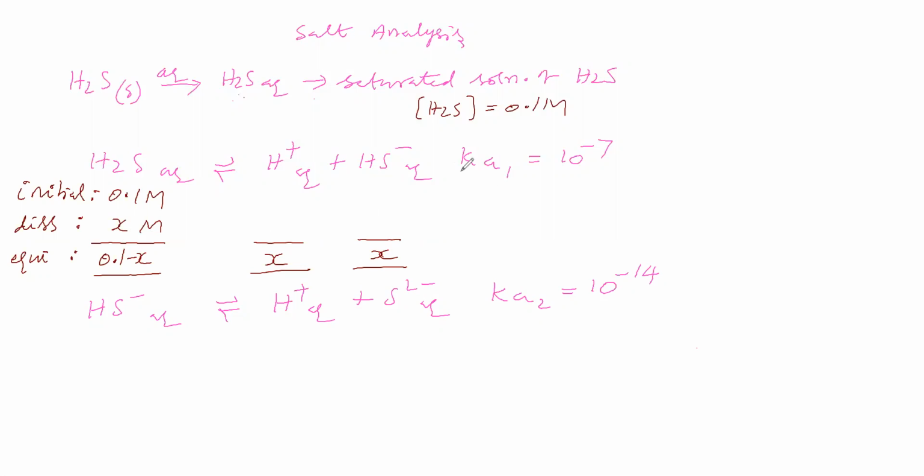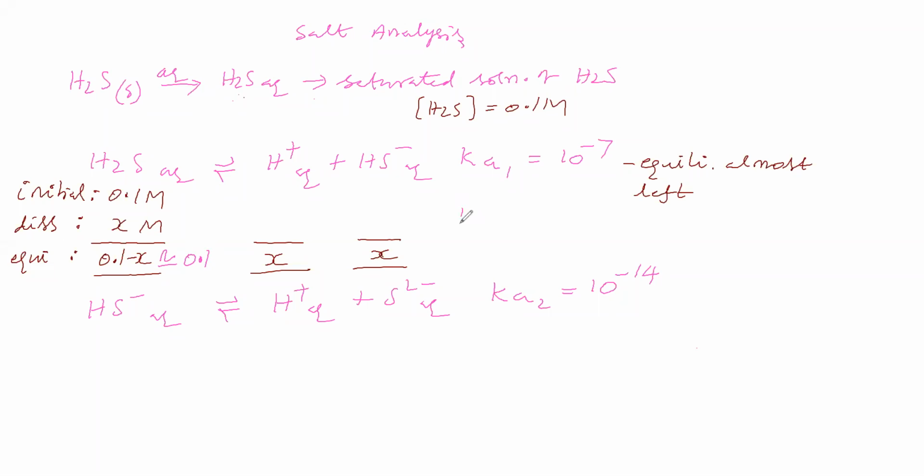Now, Ka1 is equal to 10 to the power of minus 7. This equilibrium constant is 10 power minus 7. This indicates the equilibrium is almost towards left. Therefore, 0.1 minus X is nearly equal to 0.1 molar.